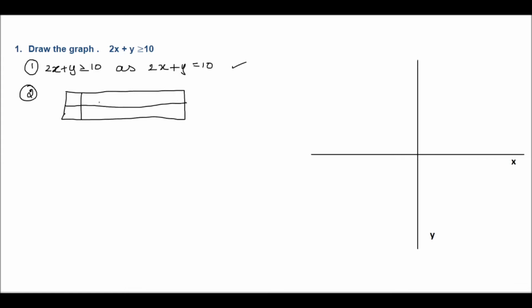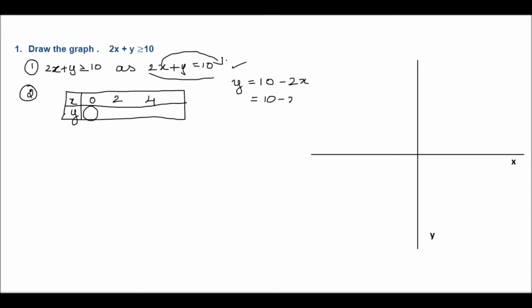Here I will write x and y. For x I can give some values like 0, 2, 4. Now how can I find y using this equation? Just write the equation as y is equal to 10 minus 2x, bringing the 2x to this side.